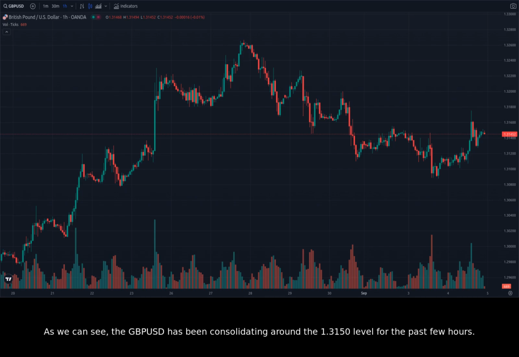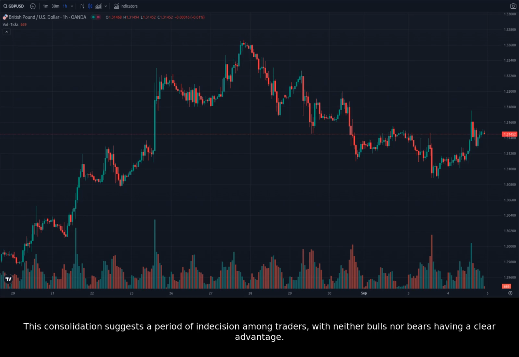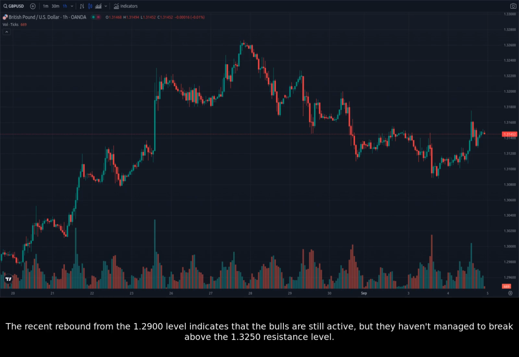As we can see, the GBPUSD has been consolidating around the 1.3150 level for the past few hours. This consolidation suggests a period of indecision among traders, with neither bulls nor bears having a clear advantage. The recent rebound from the 1.2900 level indicates that the bulls are still active, but they haven't managed to break above the 1.3250 resistance level.